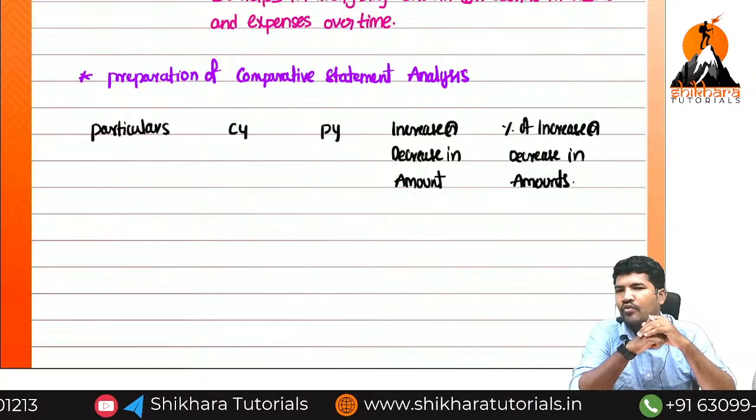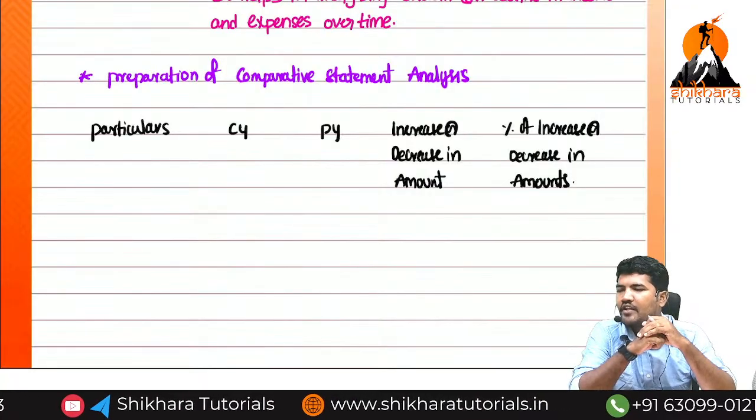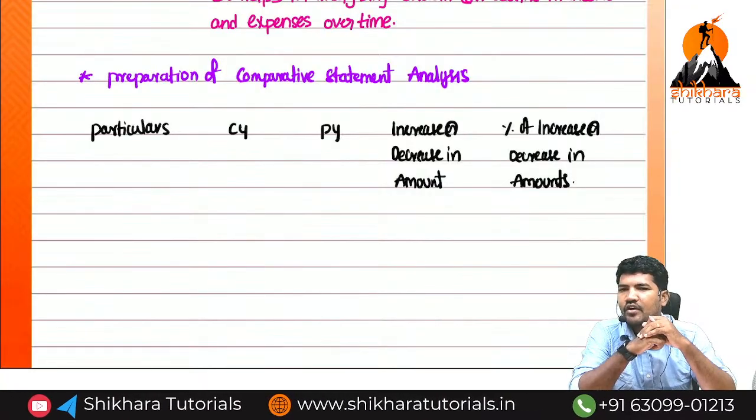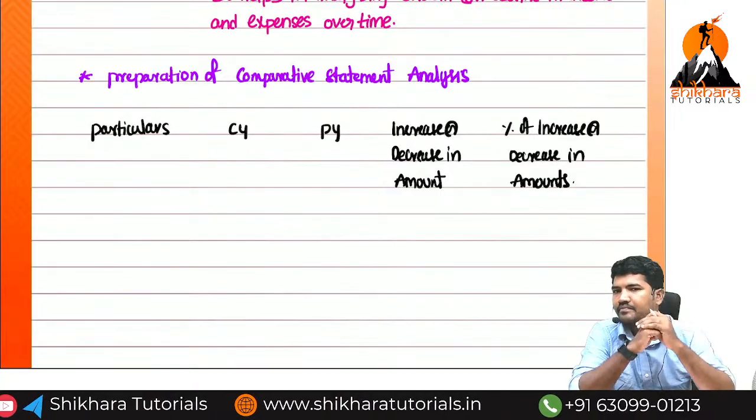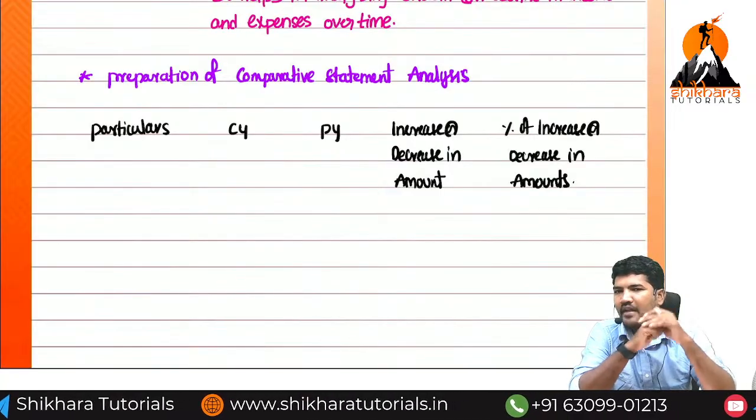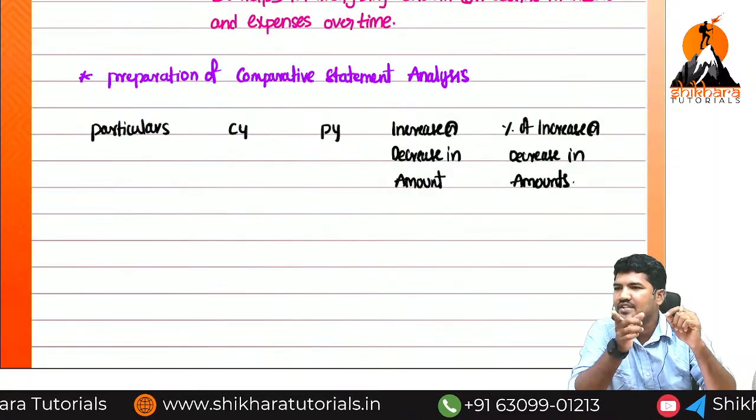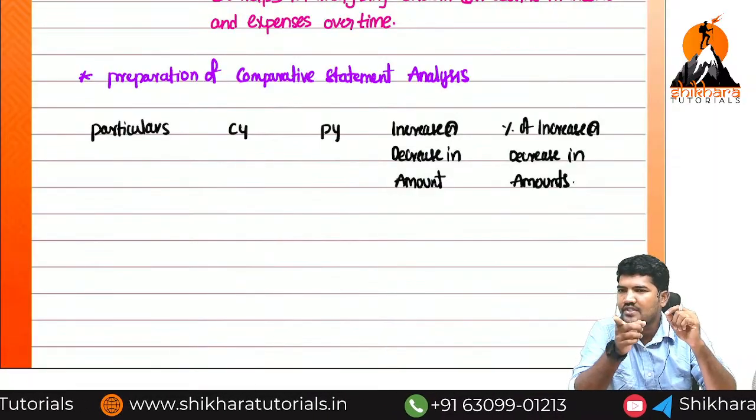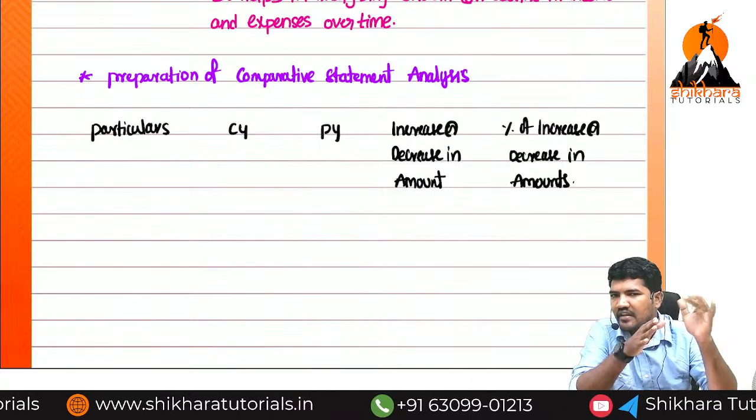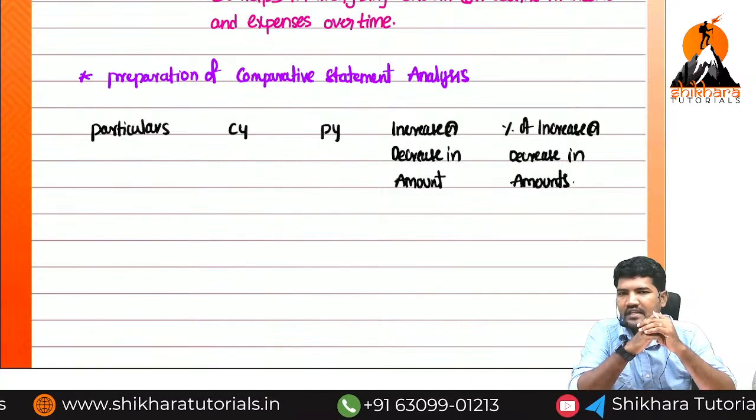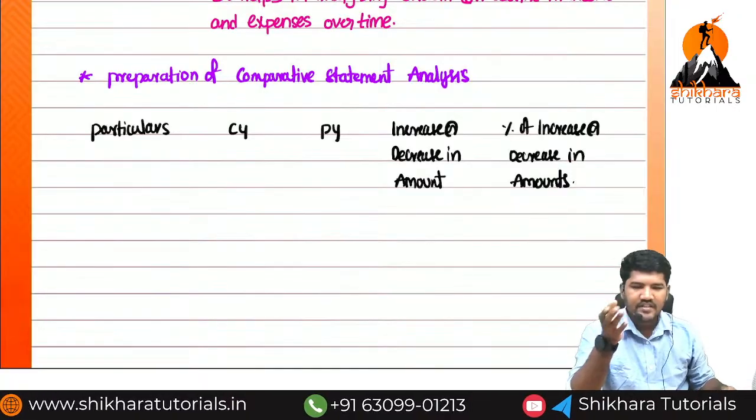So here you have to write the comment, not a comparison between two companies. Here it is a comparison between two periods' income statements or two periods' balance sheets. You have to write every comment comparing to last year: comparing to last year, this year either increase or decrease. Guys, clear?